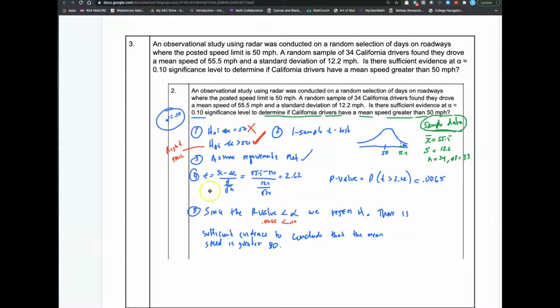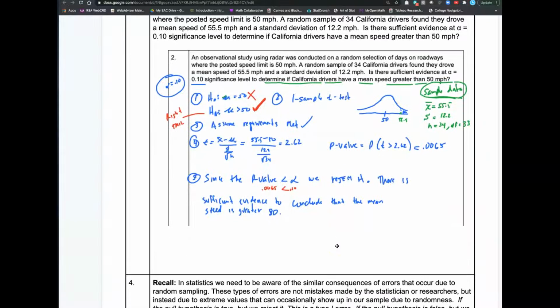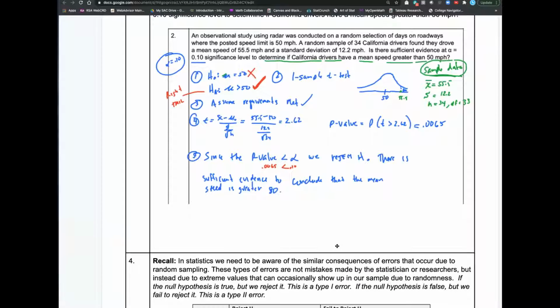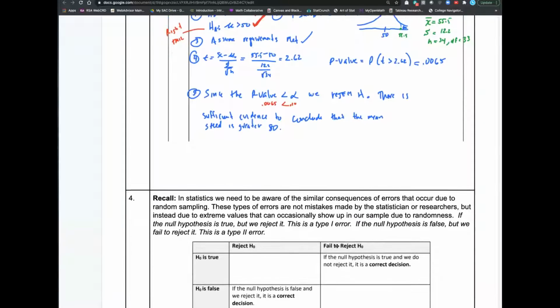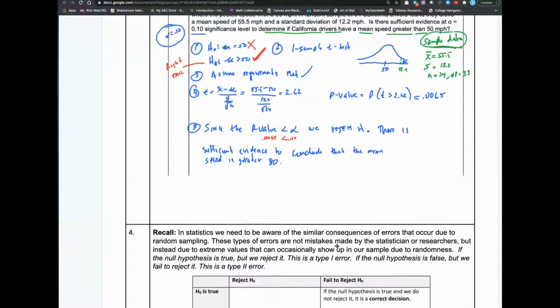And once we determine how far it is in terms of standard errors, right? Because it is a sampling distribution, you can see there's your standard error. You end up at 2.62, and that's a t-score in this case, similar to a z. You calculate your p-value, and this is your p-value because it's a one-sided test. And since it's less than alpha, we reject the null hypothesis, and so then we have sufficient evidence to conclude that. And I want to make sure you're clear with that.